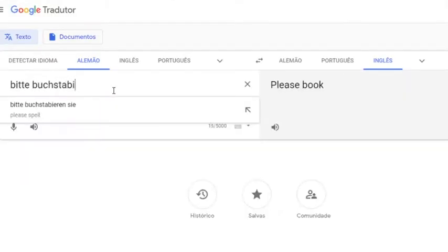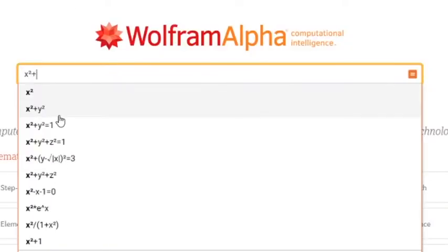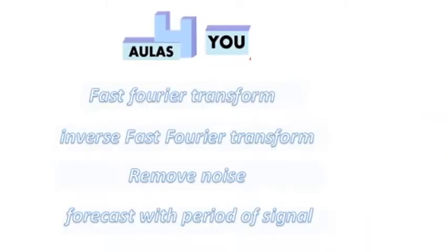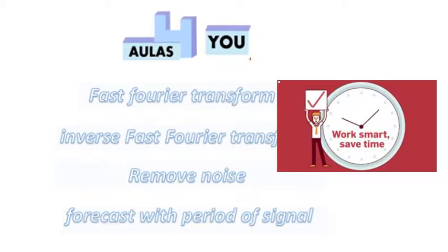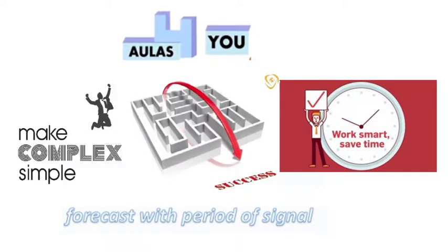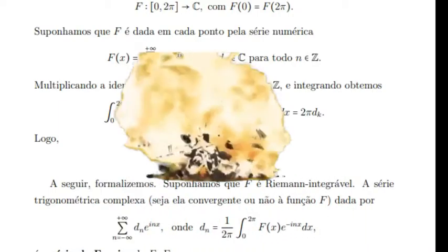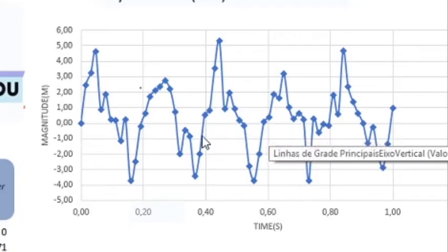I use a software to translate, I use a software to make derivatives and integrations, and for this reason I built this spreadsheet. With this spreadsheet you will save time calculating the fast Fourier transform. You will do complex calculations in a simple way. With only one click you can solve this problem. So let's see how this spreadsheet works.